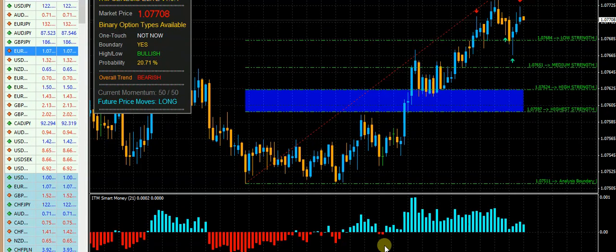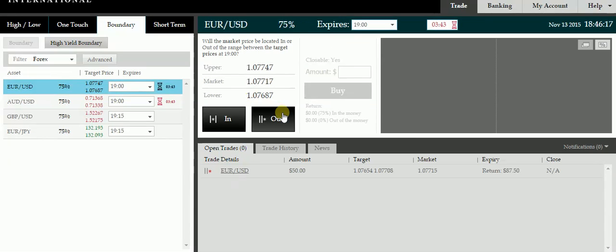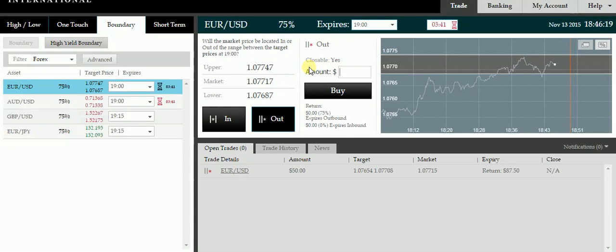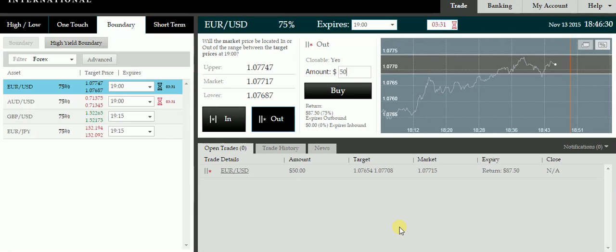So let's go to our platform again so that we can exploit this opportunity on Euro USD. Our boundary out, our investment amount $50. Just come back to our chart again to see if that opportunity is available. Still available? Yep, it's still available. So, and then we enter.